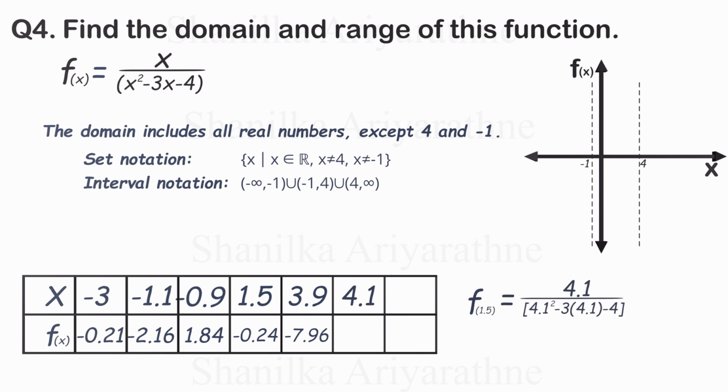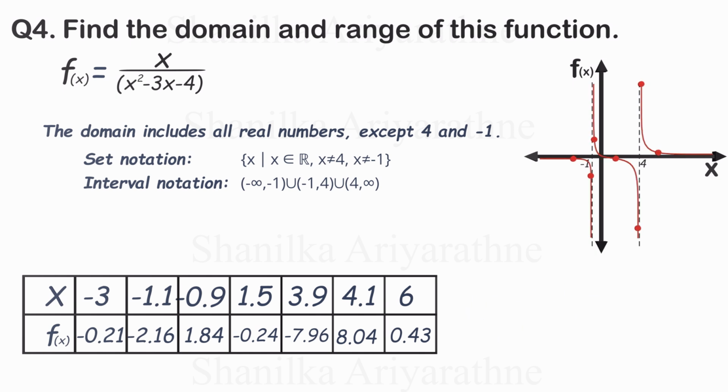If x is 4.1, then the f(x) is 8.04. If x is 6, f(x) is equal to 0.43. Now we can plot the graph using these points. We can see that the domain consists of all real numbers except minus 1 and 4. But observe the range of f(x).